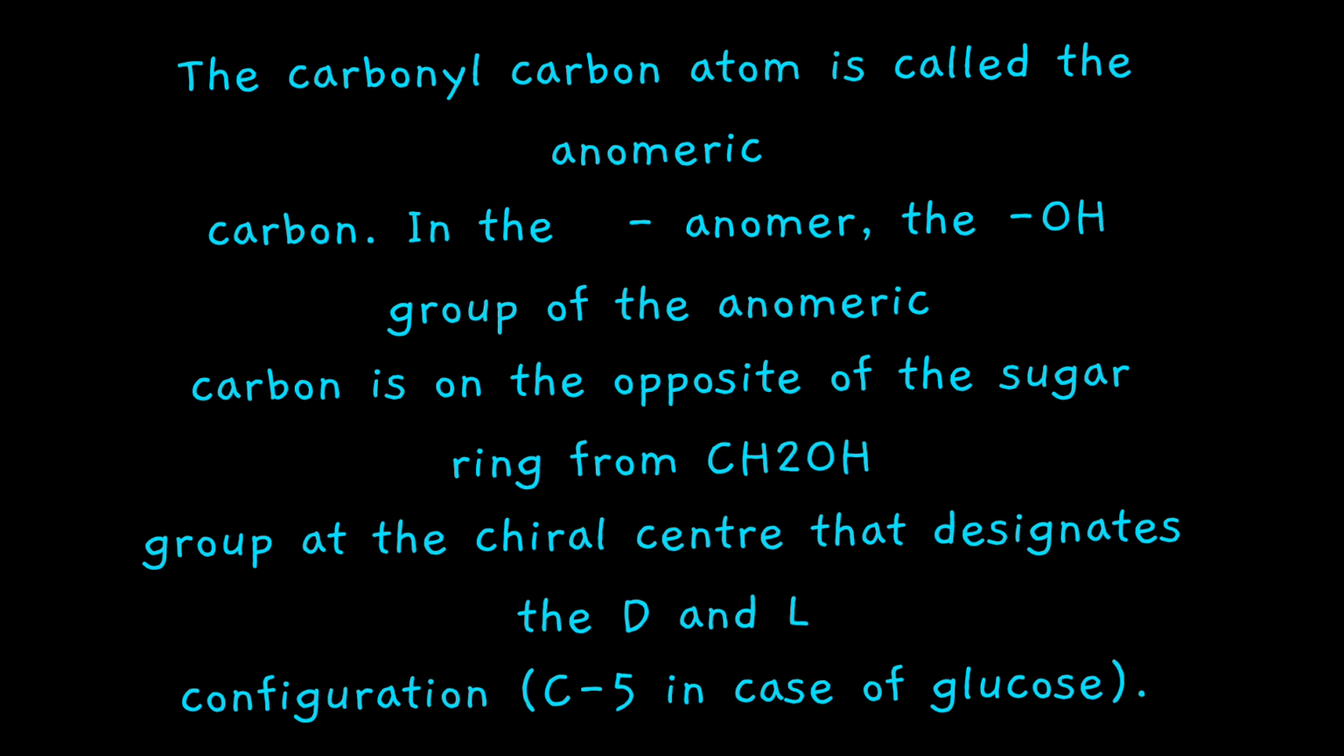So in the alpha anomer, the OH, that is the hydroxyl group of the anomeric carbon, is on the opposite side of the sugar ring from the CH2OH group at the chiral center that designates the dextro and the levo configuration, that is C5 in the case of glucose. That means here the 5 carbon atoms are present, and the other anomer is the beta anomer.